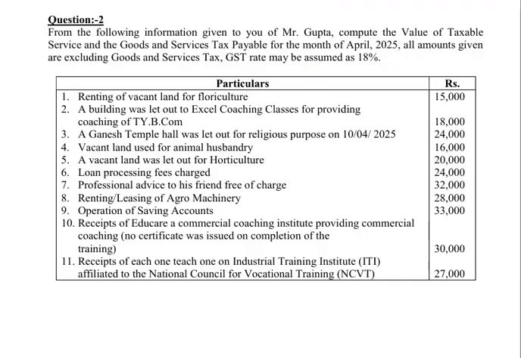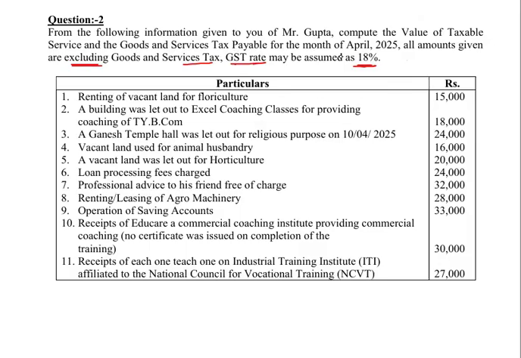The next question: from the following information given to you of Mr. Gupta, compute the value of taxable services and the goods and service tax payable for the month of April 2025. And all amounts given are excluding the goods and service tax. All the amounts exclude what? GST amount. Otherwise, the calculation will be different. Okay, GST rate is given how much percentage? 18 percentage. So 9% CGST, 9 percentage SGST.